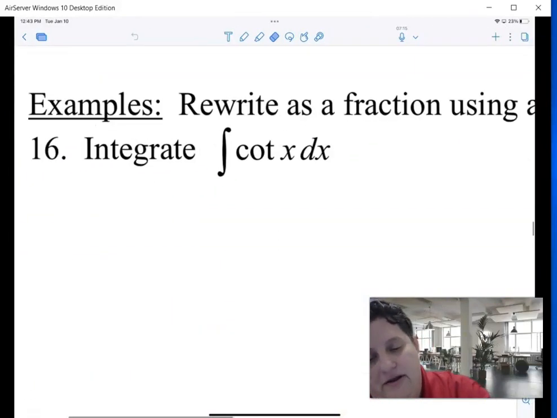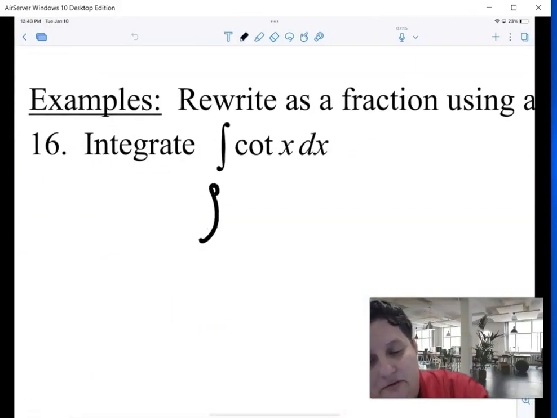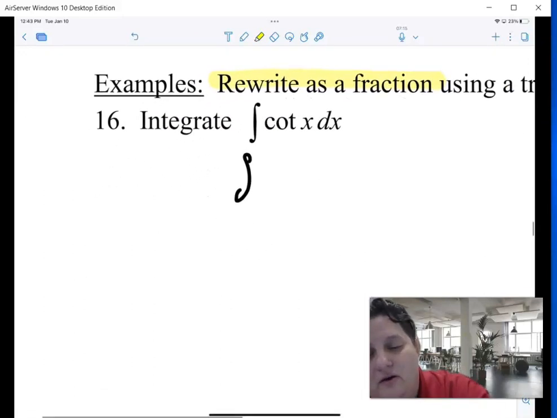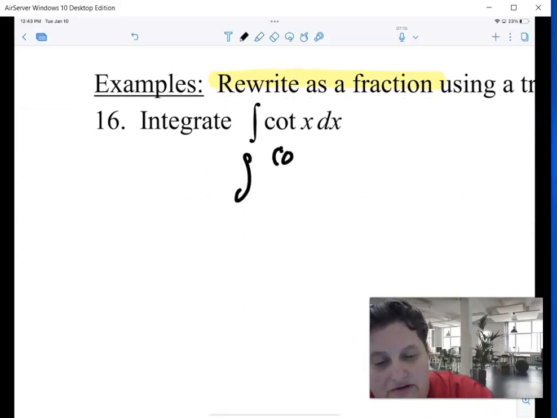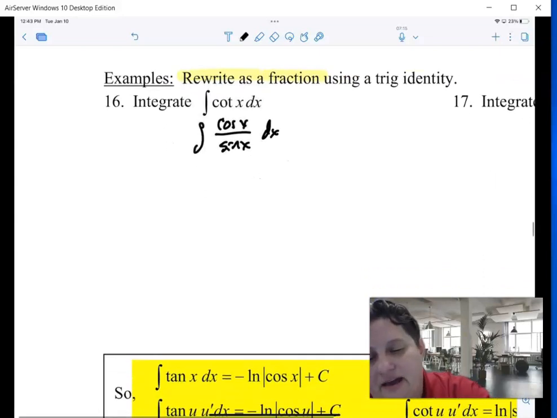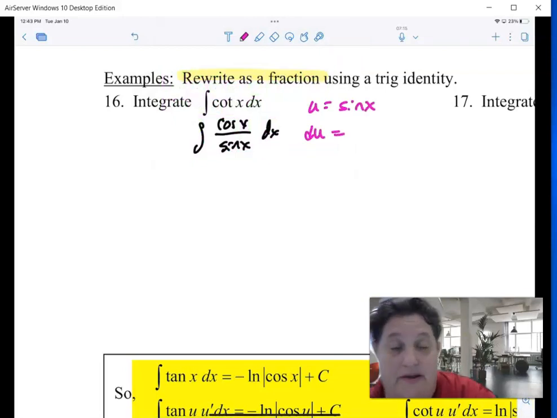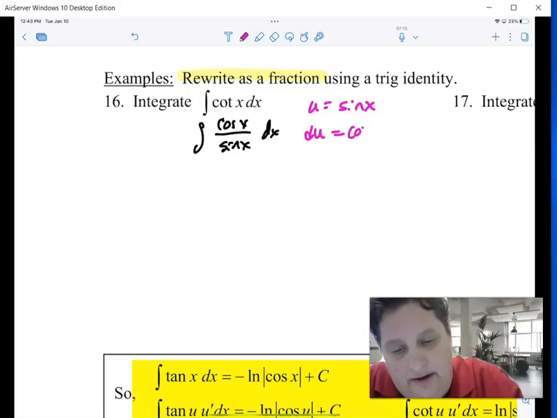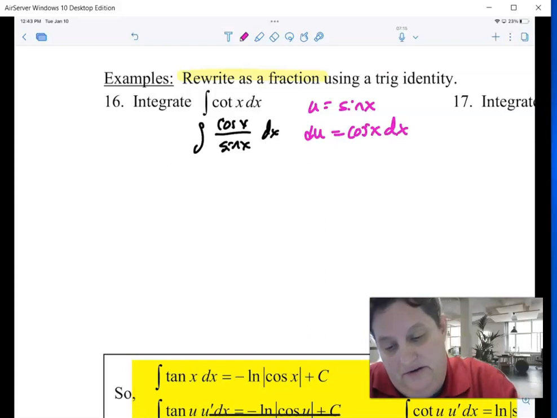So let's start with cotangent, all right? So the first thing we're going to do is rewrite it as a fraction using a trig identity. Well, do you guys remember that cotangent is cosine over sine? And now that I have that, guess what? This is a u sub problem. If u is sine x, okay, so I pick the thing that's on the bottom. If you have a fraction, a lot of times you pick what's on the bottom. Du is cosine x dx. So I get 1 over u, and then all that is du.